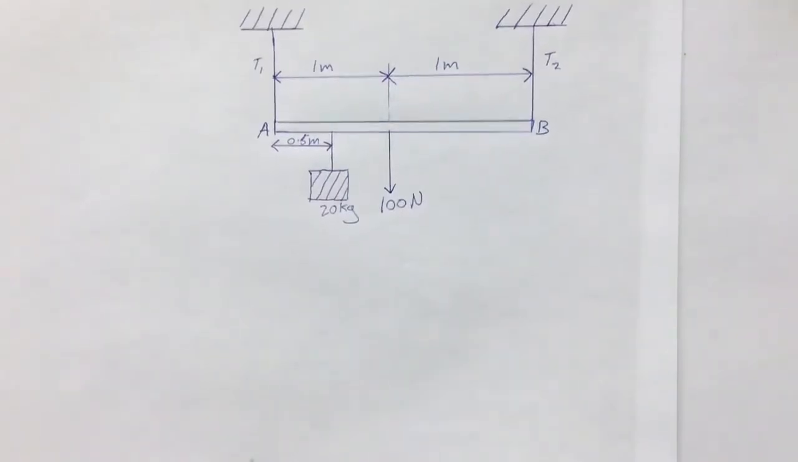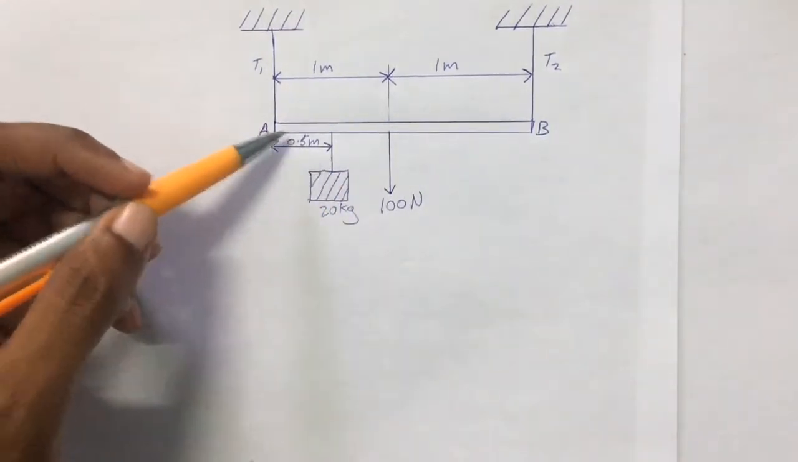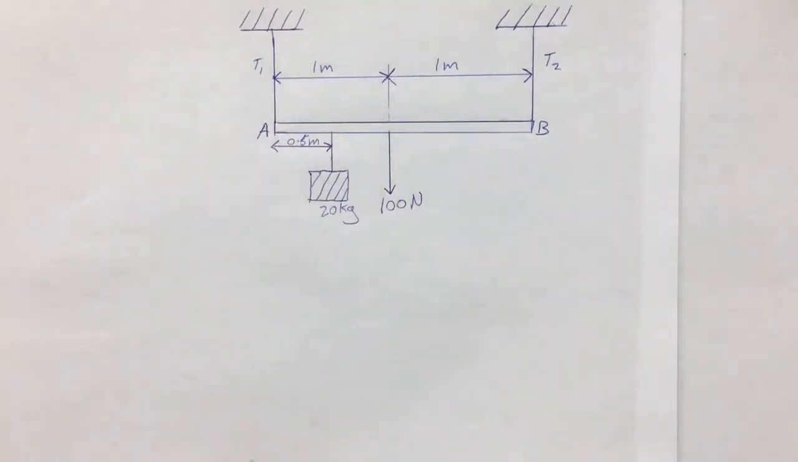In this problem, we're actually cranking up the complexity. This problem here actually incorporates the principles of moments. The problem says that a uniform rod AB of weight 100 newtons and length 2 meters is supported by 2 vertical strings at its ends and carries a load of 20 kilograms as shown in the diagram below. Determine the tension in the strings. As you can see here, I drew the diagram with the dimensions and the correct labeling.